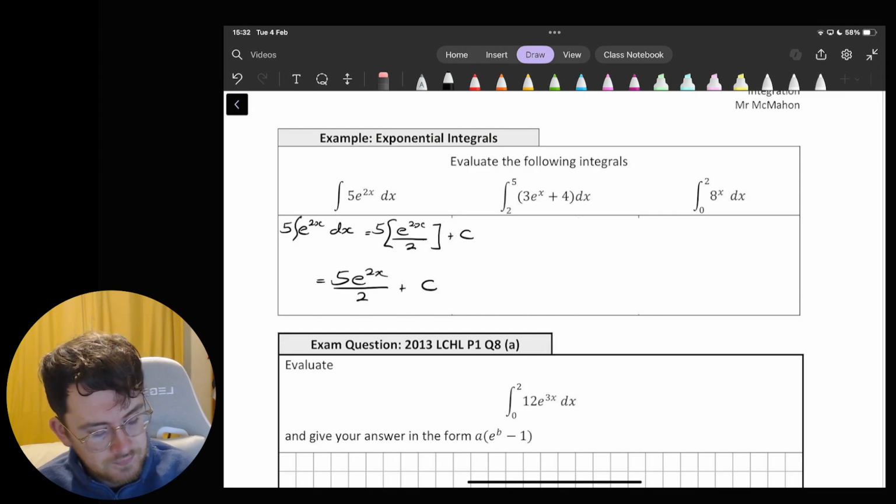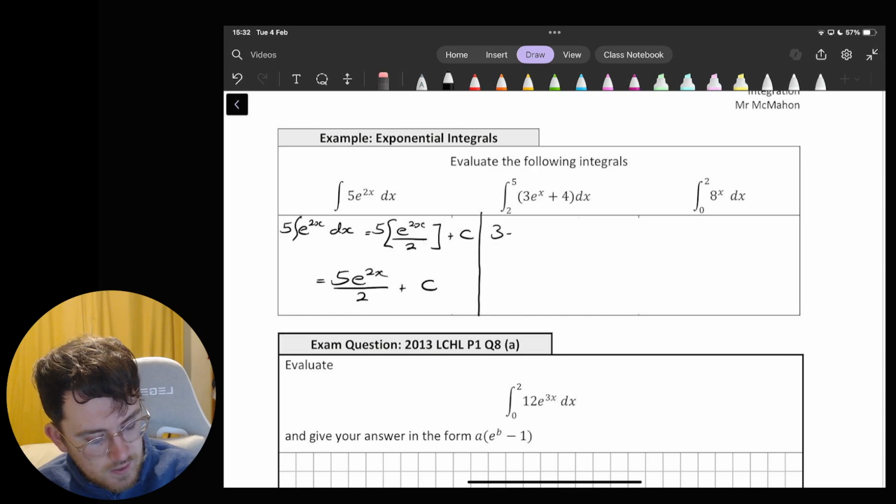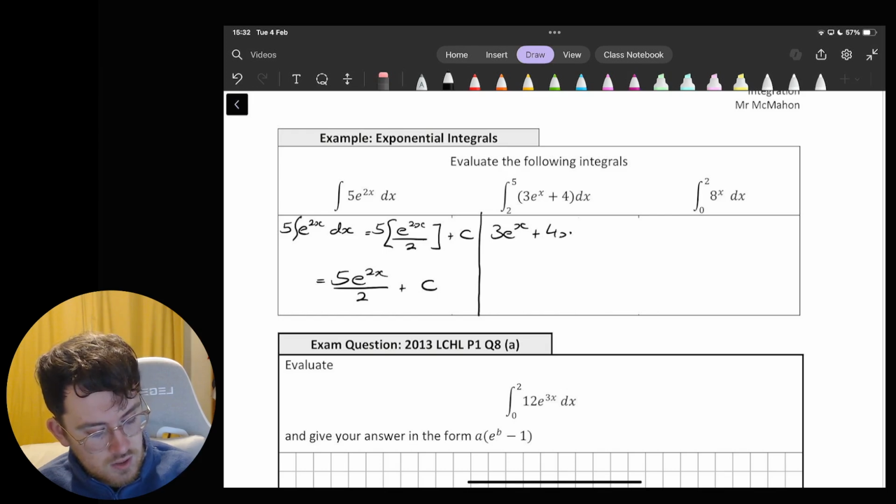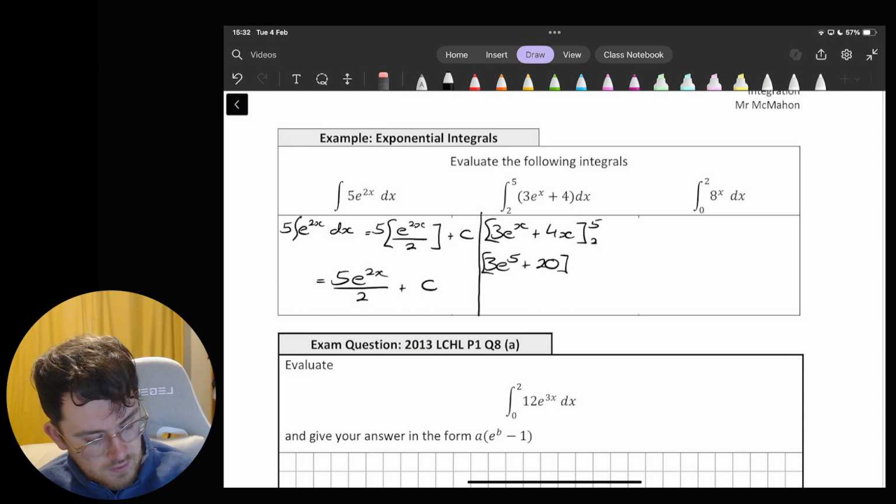Looking at the next part here, again we'll start by doing our integral. So 3e to the power of x is simply going to go to 3e to the power of x, so there's absolutely no change. And the 4 becomes 4x when integrated here. This is now to be evaluated at 5 and 2, so that's 3e to the power of 5 plus 20, minus 3e squared plus 8.